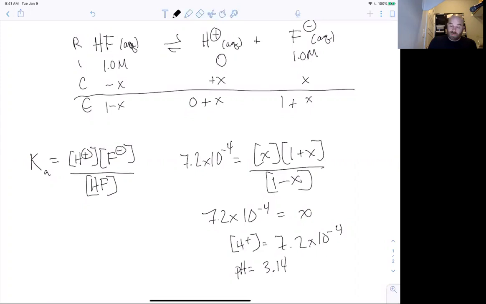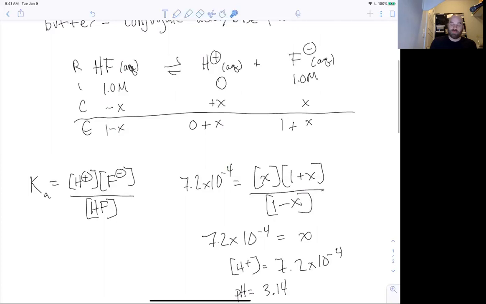In addition to just saying normally, we can say x is going to be small because this number is small. That's what that whole approximation is based off of. We're saying, well, I know that whatever amount of HF dissociates is going to be small because the equilibrium constant is small. So if I wanted to draw these arrows to represent that, I could draw a teeny tiny arrow at the top, meaning that not a lot of the reaction goes in that direction. Most of the reaction stays to the left. So I'm drawing this bigger arrow to indicate that a lot of the reaction is just staying on the reactant side. And the smaller arrow is to indicate that only a small amount of the reaction is going to the right.